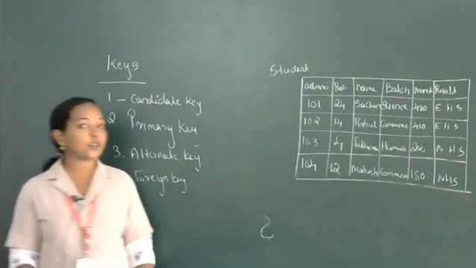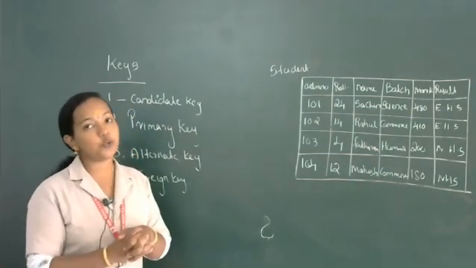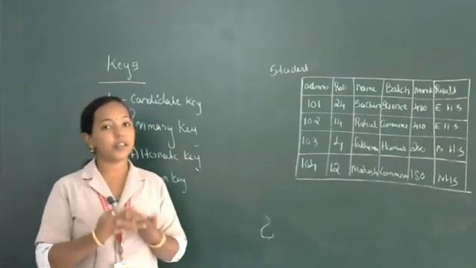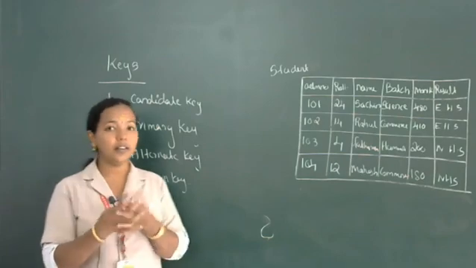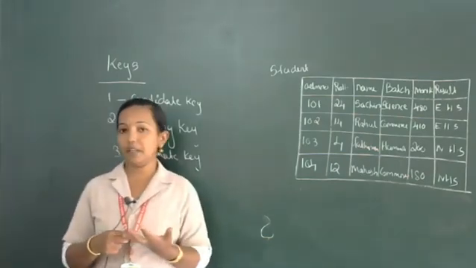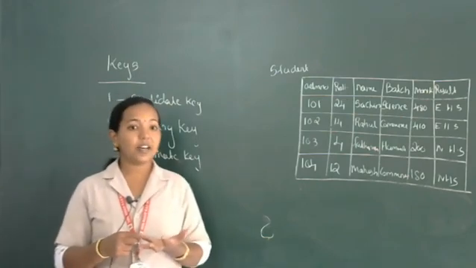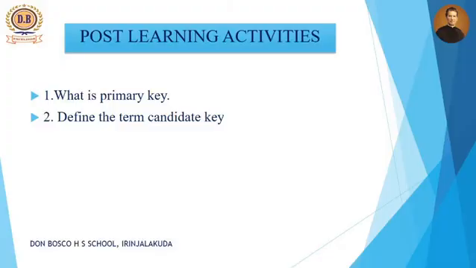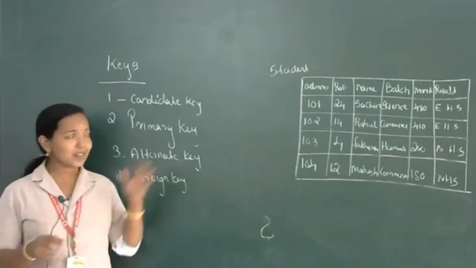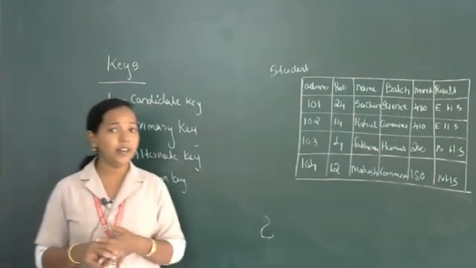Actually, foreign key is used to link two tables together. For linking two tables together, we are using foreign key. Okay. So hope you understood these are the different keys in RDBMS. So again we will revise what are the different keys in DBMS. Primary key, candidate key, then alternate key, one more is the foreign key. So these are the four keys in DBMS.